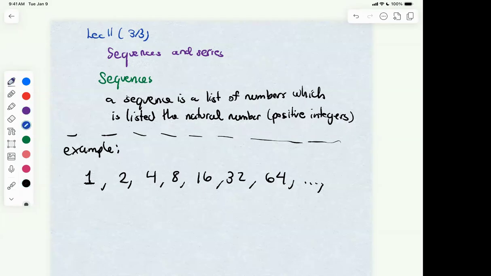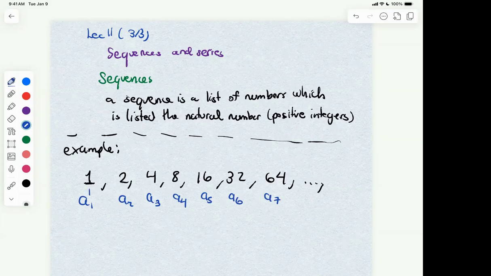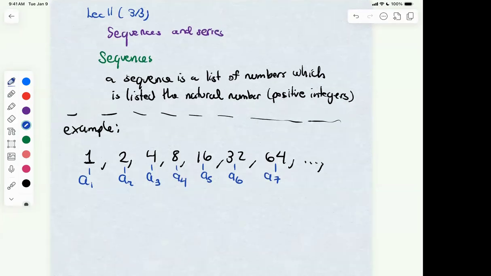So just to emphasize that a little bit better, this is called A1, this is called A2, this is called A3, this one is called A4, A5, A6, A7, right? And hopefully in this particular case, you can see that the way I'm thinking about the next term is just twice the previous term, right? So I'm just multiplying by 2 to get to the next element.